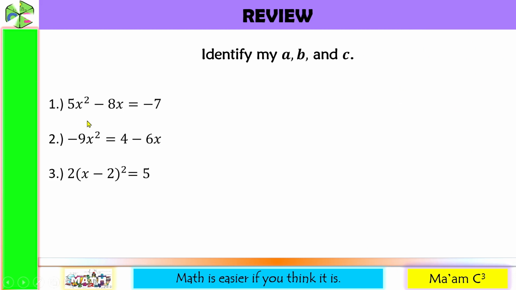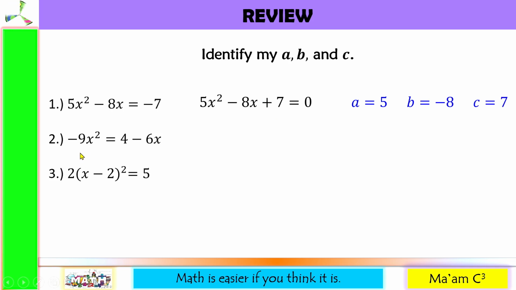Number 1, we have 5x squared minus 8x equals negative 7. We have to move negative 7 on this side and then equate this to 0. From here, we can identify A, B, C. A is the numerical coefficient of the variable raised to the second power. So A is equal to 5. B is the numerical coefficient of the variable raised to the first power. So B is equal to negative 8. And C is the numerical constant. So C here is equal to 7.